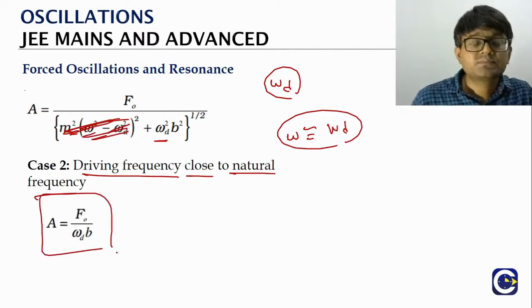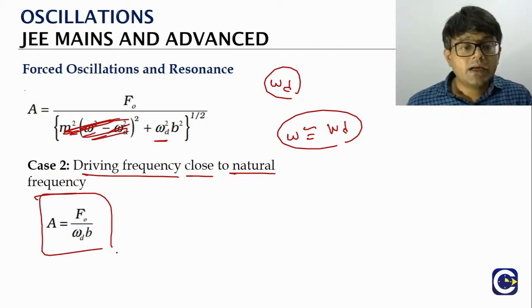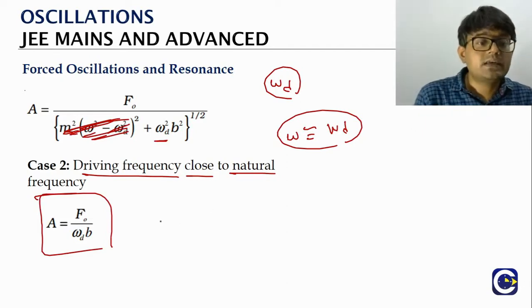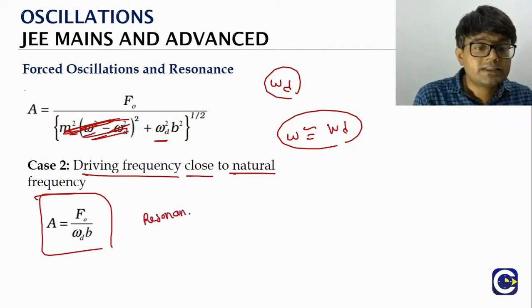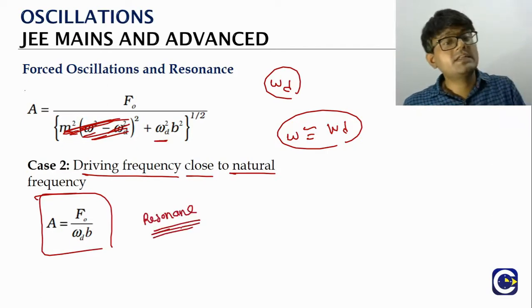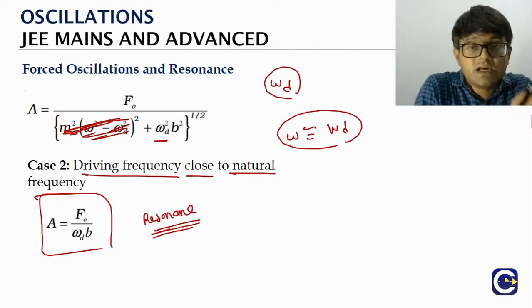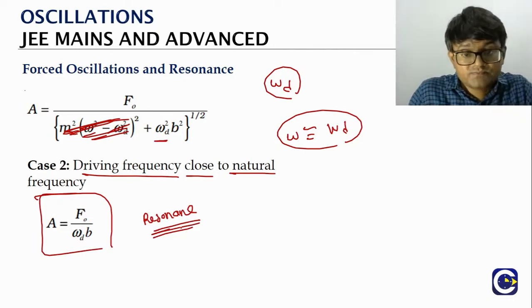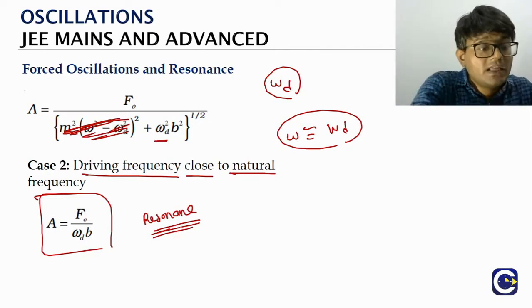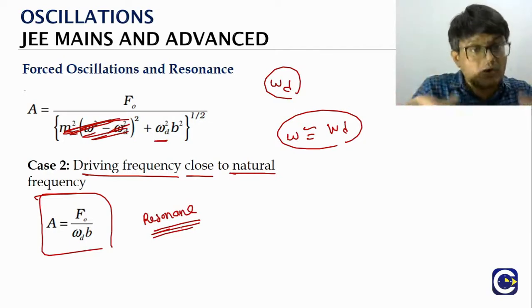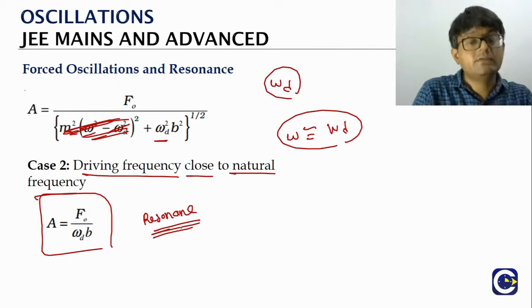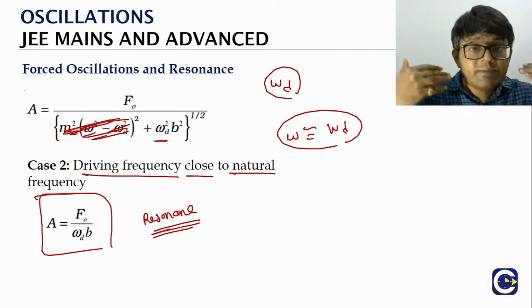F naught by omega d into b. So this is the condition for resonance. So what is the condition for the resonance? When the applied frequency, or the driving frequency of the force, is equal to the natural frequency of the swinging object, or the oscillating object, then we will have the amplitude reaching its peak value.